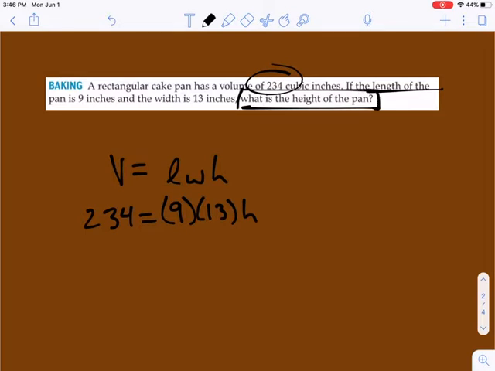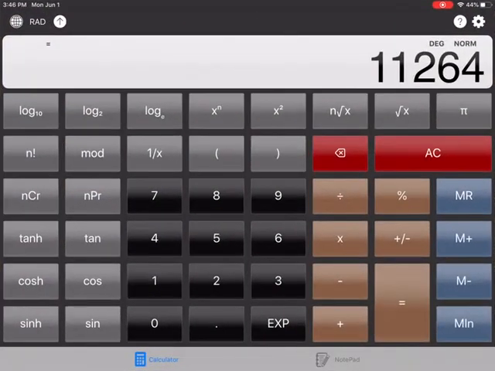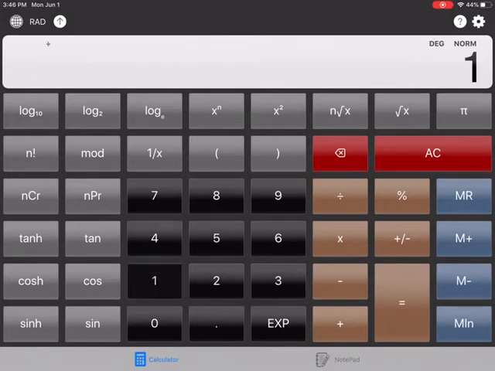So I seem to remember that 9 times 13 was 117 from a previous problem. And so what we got here is we got 117h equals 234. So in order to solve for h, you just divide by 117. And I'm looking at 234, and I'm thinking that's twice 117. Pretty sure. I'm going to check. So 234 divided by 117. And yeah, it's 2.